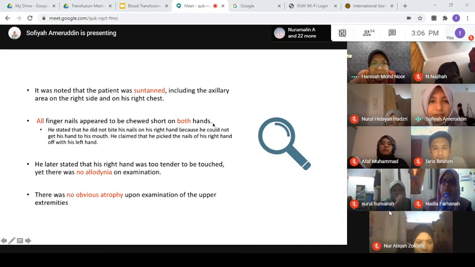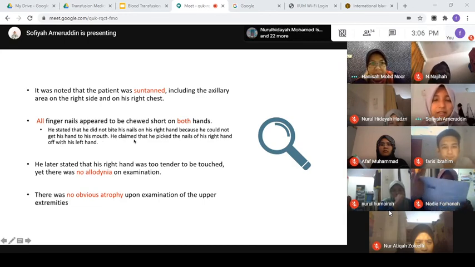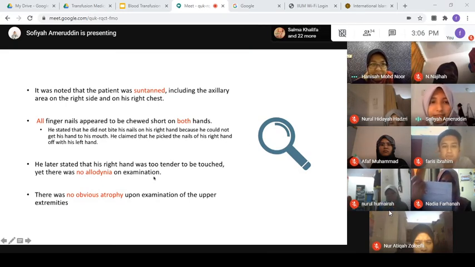And it was noted that all his fingernails were chewed short on both hands. So on questioning, he stated that he did not bite his nails on the right hand because he could not get his hand to the mouth. And he claimed that he picked the nails of his right hand off with his left hand. So he later stated that his right hand was too tender to be touched. However, on examination, there was no allodynia.